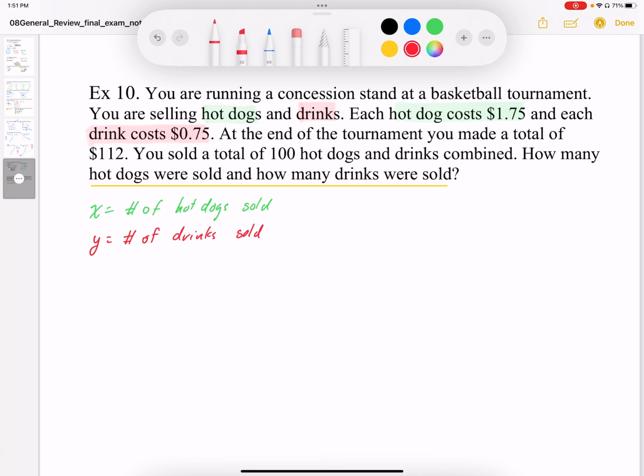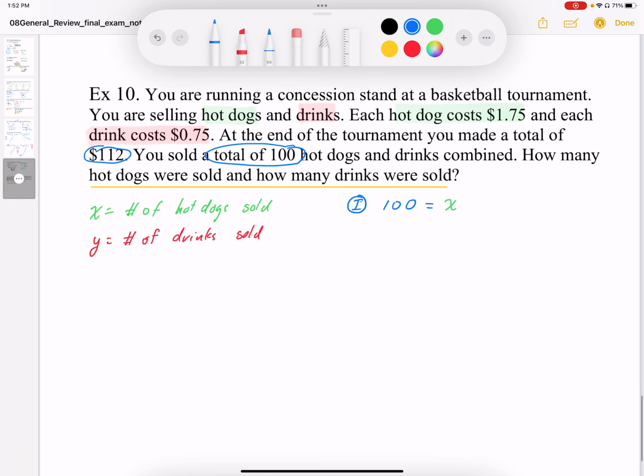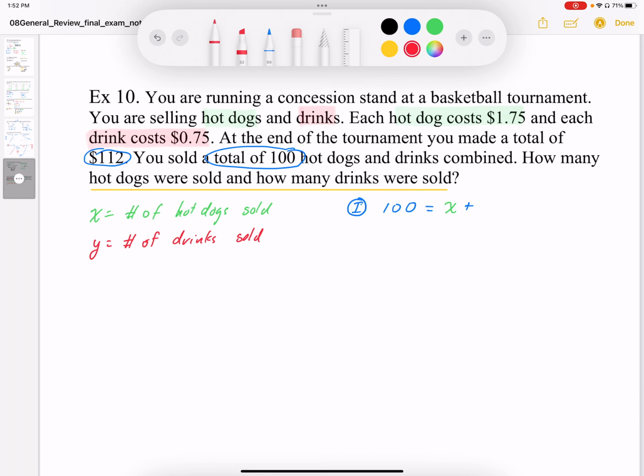So then I need to come up with two equations or two relationships. One of my relationships I'm going to use is the money. The other one is going to be the total number of hot dogs and drinks combined. That's going to be the easier one. So I'm going to just start with that one. So my equation 1 is going to be 100 hot dogs and drinks is going to be equal to the number of hot dogs, x, plus the number of drinks, y. So there's one relationship.